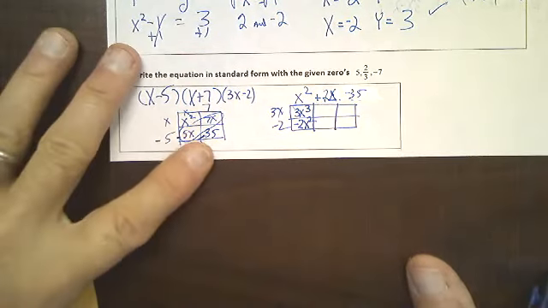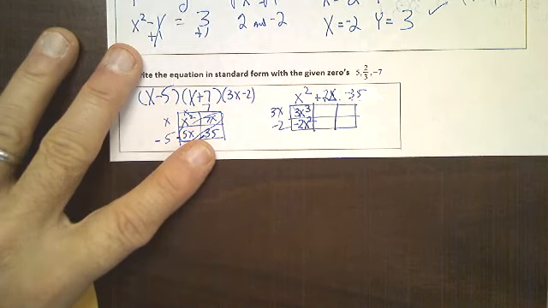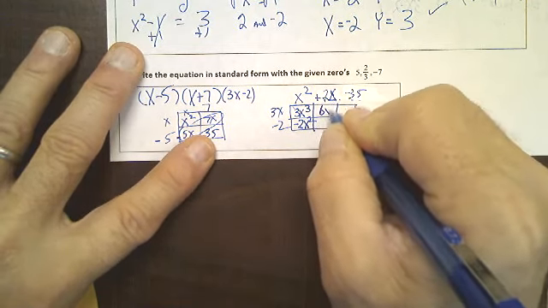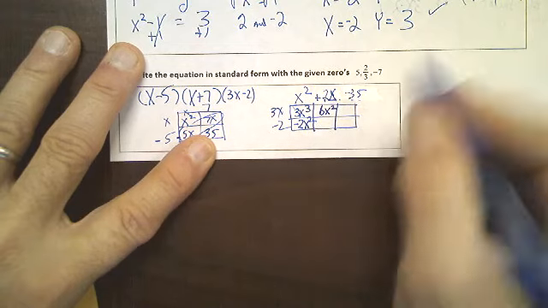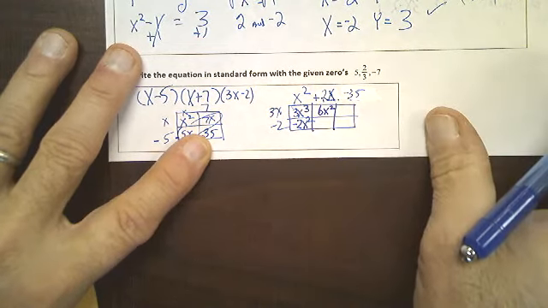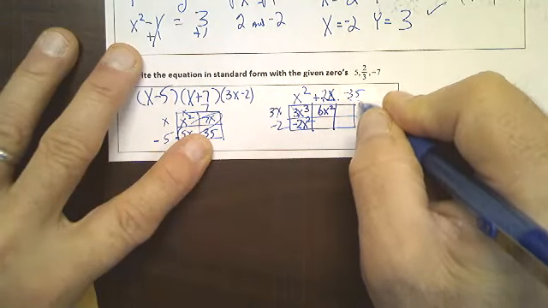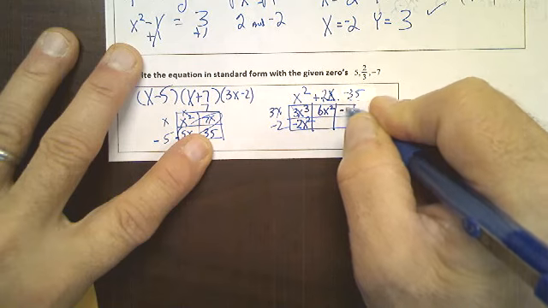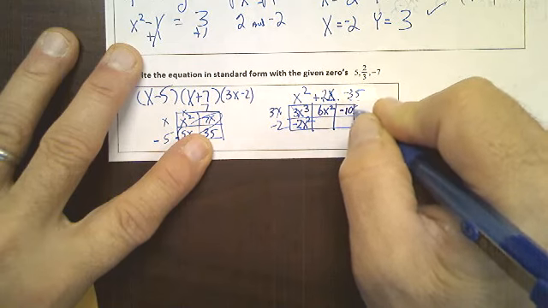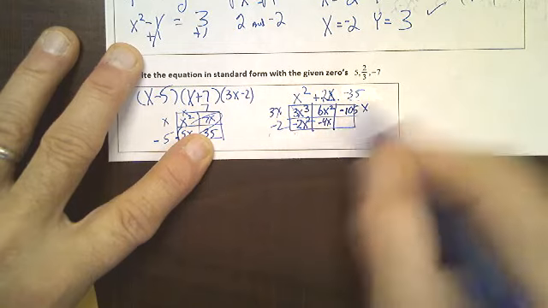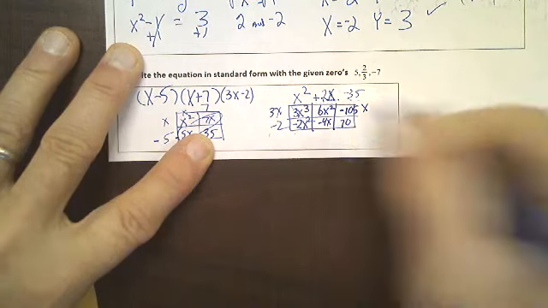Who can finish out those boxes? 3 times 2, what would this be? 6x squared. 3 times 35, what is that? 105 negative. And then -2 times 2 is -4x, and -2 times 35 is 70.